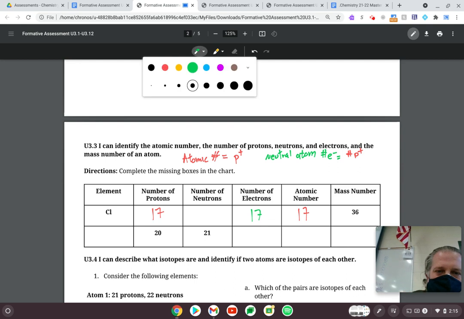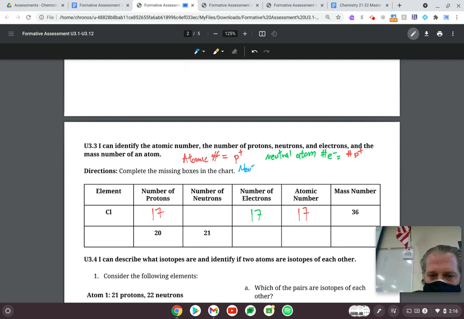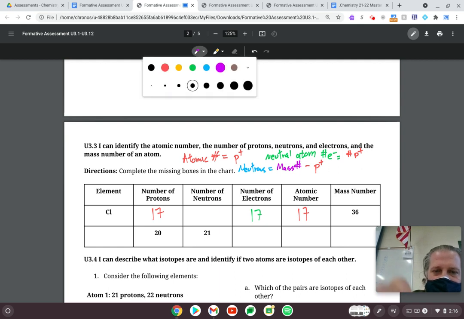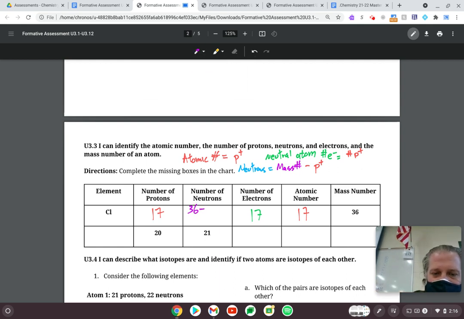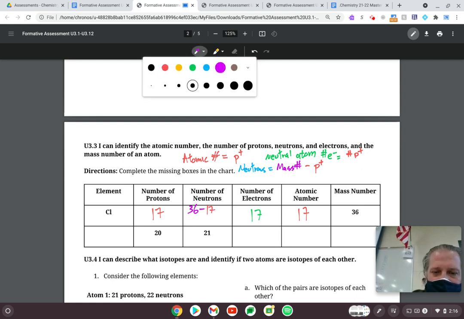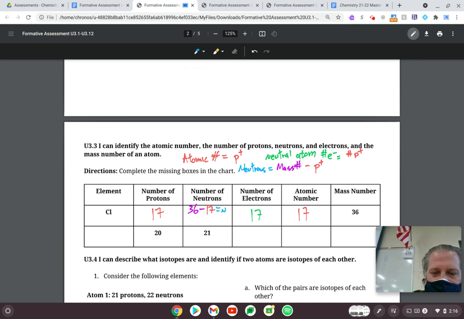If I want to figure out the number of neutrons, I might do some math, and that math is mass number minus protons. So in the case of the number of neutrons for chlorine, I'm going to take the mass number, which is 36, minus the number of protons, which is 17, and that should give me my neutrons. So 36 minus 17 is 19.